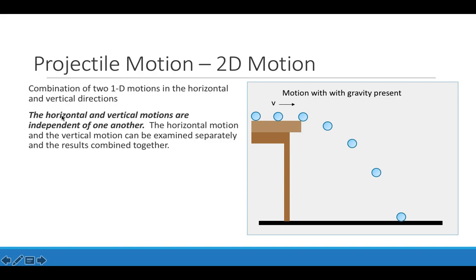The big thing is that the horizontal and the vertical motions are completely independent of one another. Horizontal motion, the speed, the velocity is constant. The object covers the same distance every second, and in the vertical, the velocity either increases or decreases by 10 meters per second every second, depending on whether it's traveling downward or upward, and it covers a different amount of distance every second.